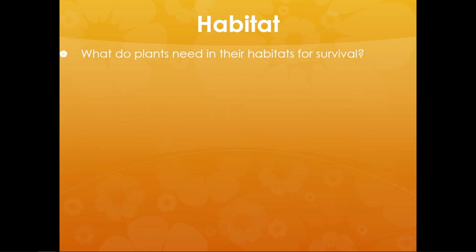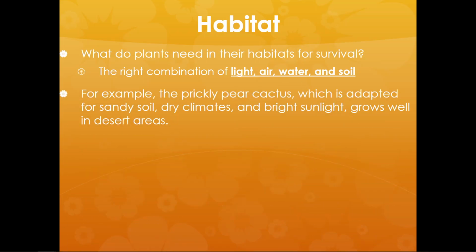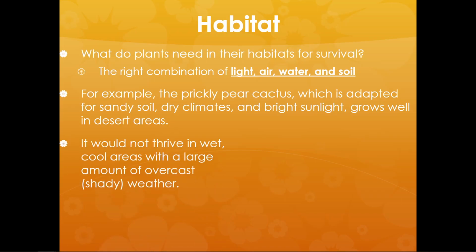All right, so what do plants need in their habitat to survive? They're going to need the right combination of light for photosynthesis, air, water, and soil. For example, the prickly pear cactus was adapted for sandy soil, dry climate, and bright sunlight. So this plant is going to grow well in desert areas. It would not thrive in wet, cool areas with large amounts of overcast weather.